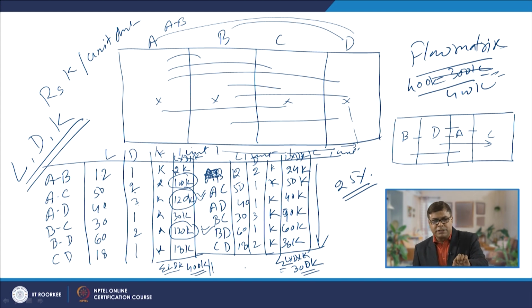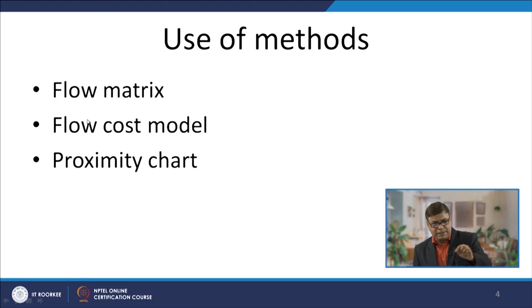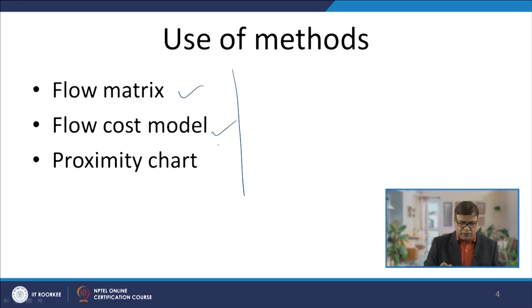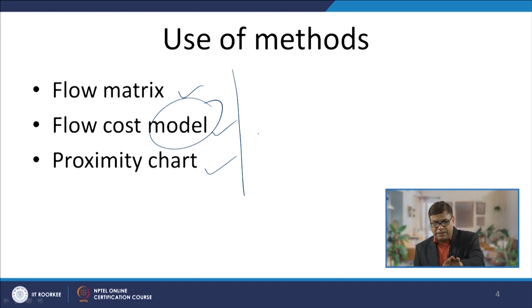Related to this, I will give another example. About these methods we have already talked, like the flow matrix and flow cost model. Just now I have talked about the flow cost model and the proximity chart. About this I have already talked. Let us take another example related with this.